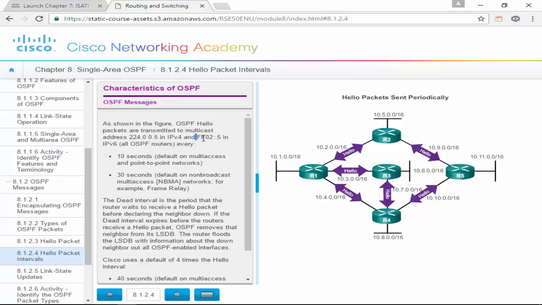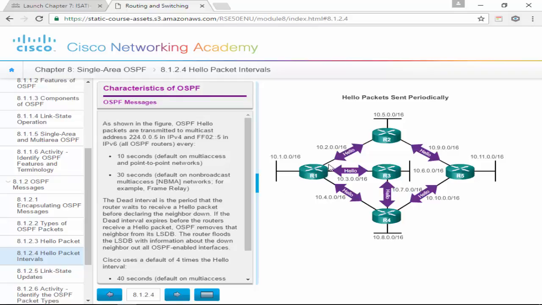And for whatever reason, they're now telling us about our IP version 6, right? So here, this is a good time to talk about this. 224, that's our IP version 4. For IP version 6, routers use link local addresses as the source for updates, and they use FF02::5 and FF02::6 for the others. That's the destination that these routers will use.